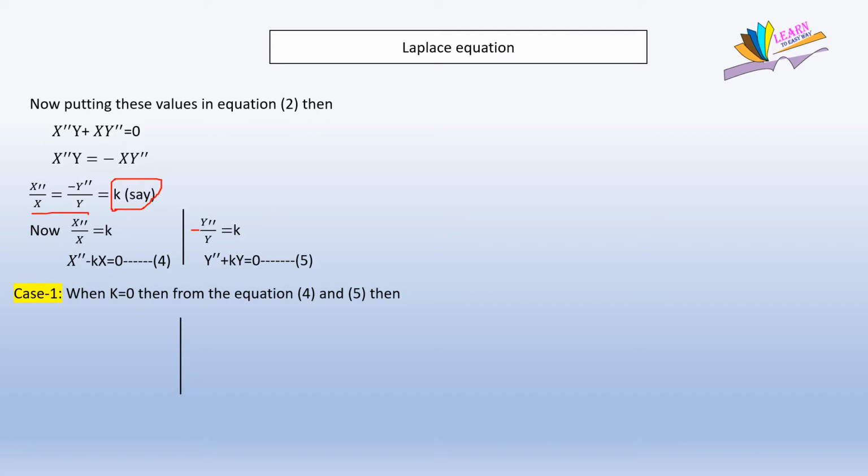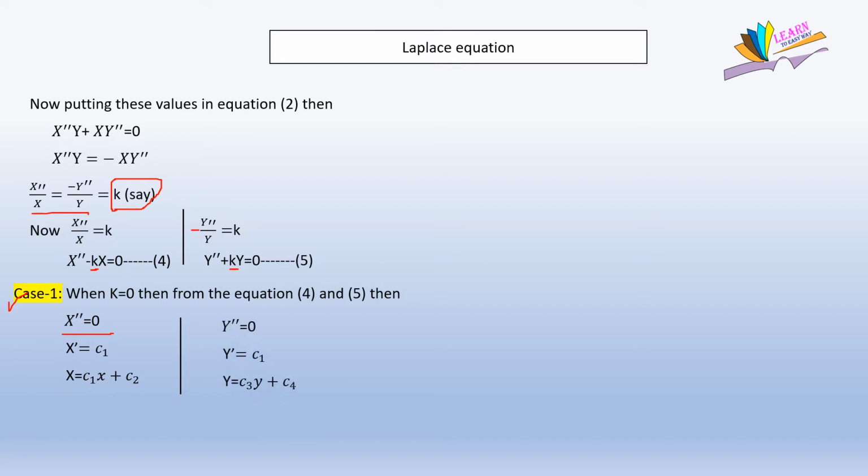Now case 1: we will substitute k is equal to 0 in equations 4 and 5, then k positive and k negative. Case 1, when k is equal to 0, then from equations 4 and 5 we get X'' is equal to 0. First integrating, we get X' is equal to c1. Second integrating, we get X is equal to c1x plus c2.